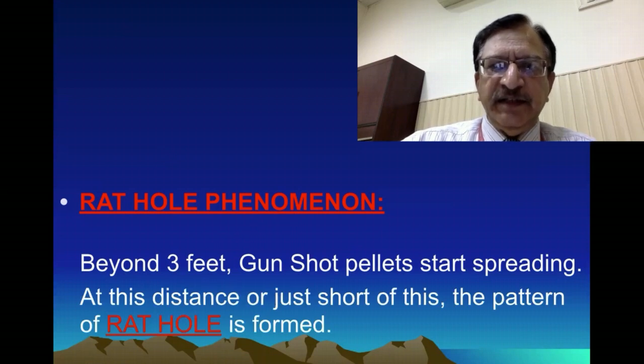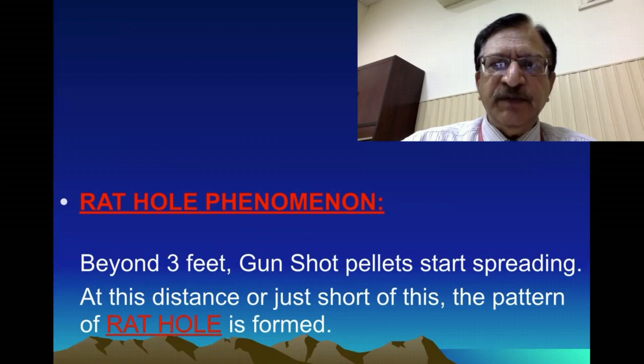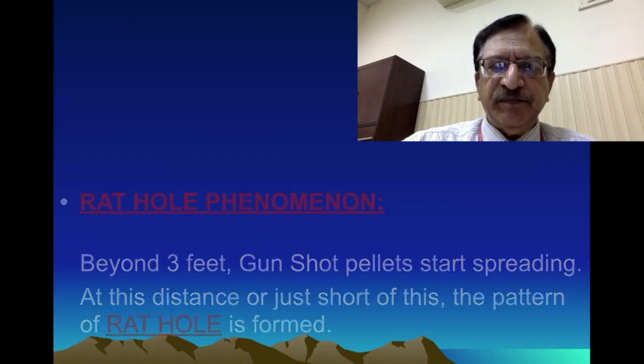At this distance, when they just start dispersing and entering the victim's body, they show a pattern of rat hole. That is the margin of the wound, nibbled by the dispersing pellets, appearing as if rats have nibbled the edge of the entry wound. That is called the rat hole phenomenon, shown by the dispersion of the pellets.